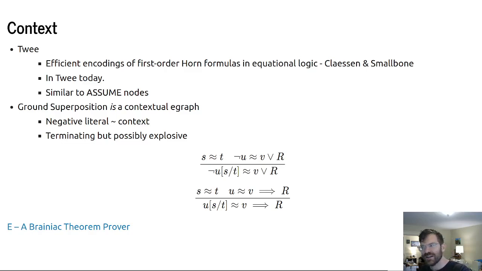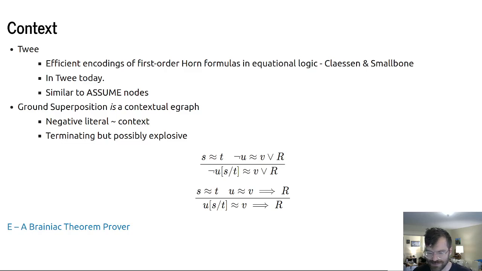So here is an example superposition rule where S is equal to T and not U equals V or R, where R is some equation, let's say. If you rewrite that using the classical correspondence that not A or B is the same thing as A implies B, then it becomes the second form, which starts to look like an implication of A under the context of U equals V, we know R, then we can chew on that. So that's interesting.